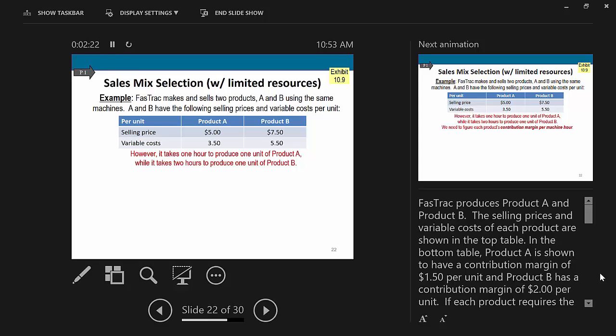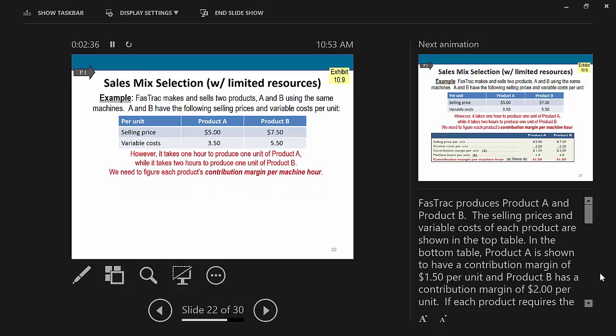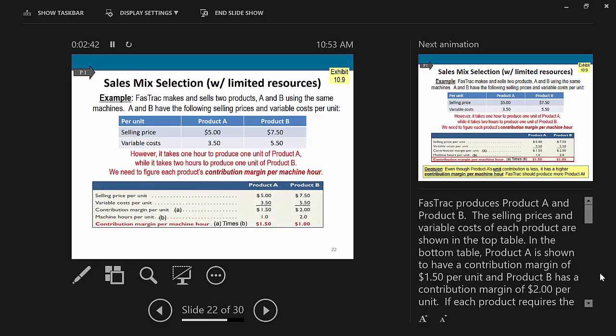But then they say that, however, it takes 1 hour to produce 1 unit of product A, while it takes 2 hours to produce product B. So product B is actually using up more resources. So what we want to do in this case is figure out which gives us the higher contribution margin per machine hour. We have the 2 hours for product B versus the 1 hour for product A, which gives me a higher contribution margin per machine hour for product A. So this company would focus all of its resources on product A, right? Okay, good.